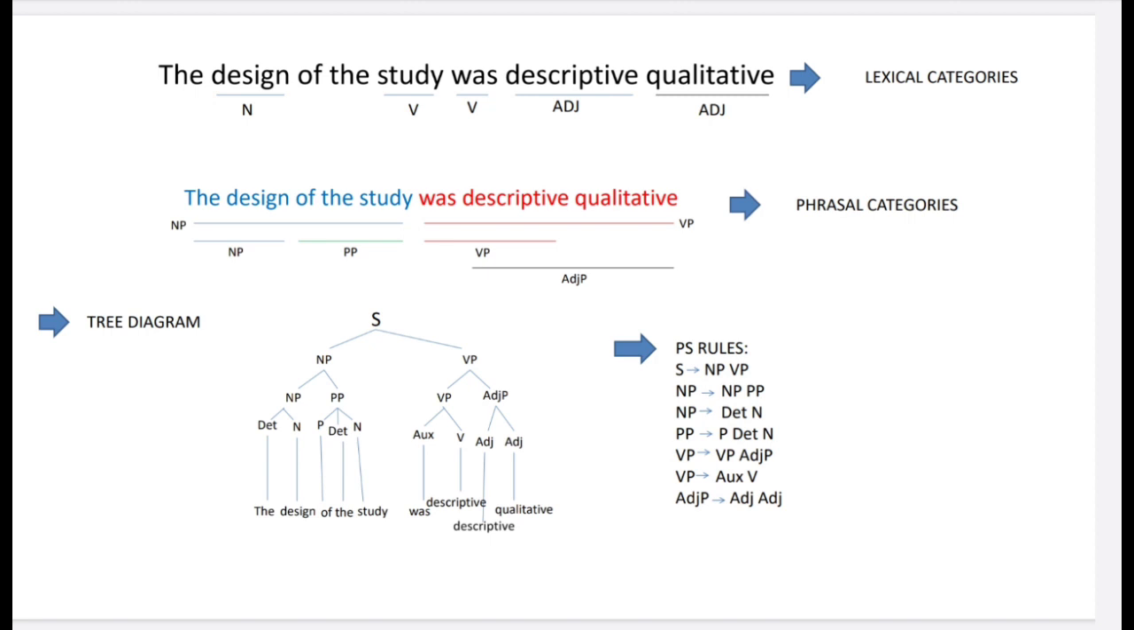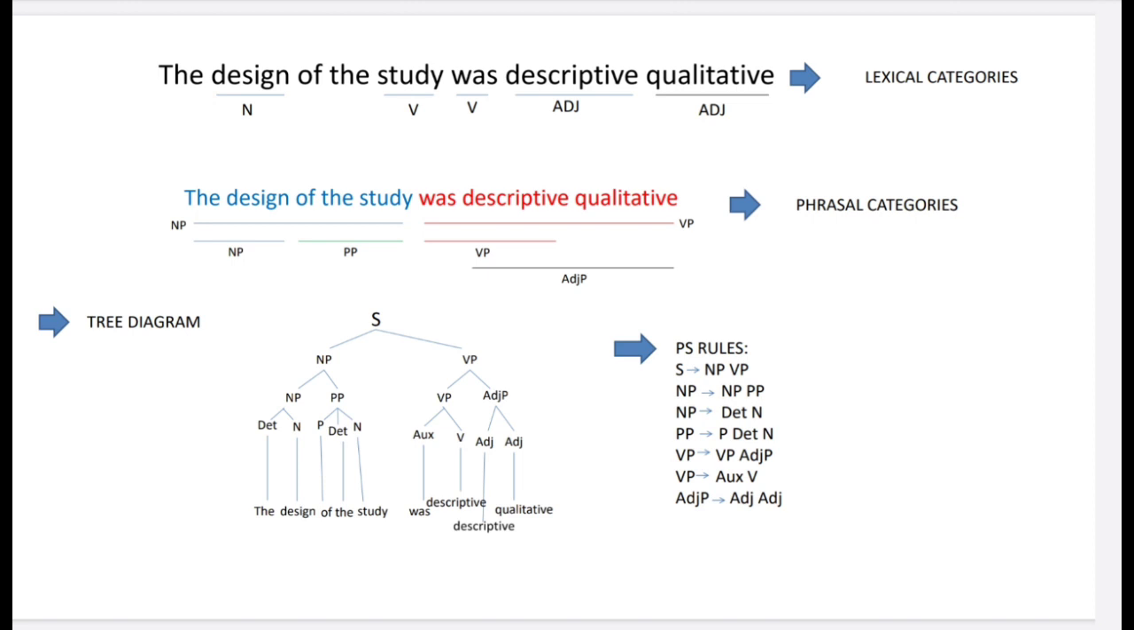And then we go to the next, that is the tree diagram. You can see on the screen there is the tree diagram of the sentence the design of the study was descriptive qualitative. There is sentence, and you have to remember that one sentence consists of NP and verb phrase. The noun phrase here has two parts, that is noun phrase and prepositional phrase. The noun phrase consists of determiner and noun. What is the determiner? It is the. What is the noun? It is design. And the prepositional phrase here consists of preposition, determiner, and noun. So the preposition is of, the determiner is the, and the noun is study.